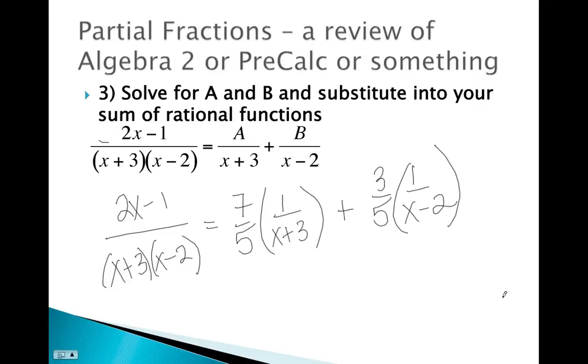I have done no calculus here. I want to make that abundantly clear to you. What we are doing here is algebra.